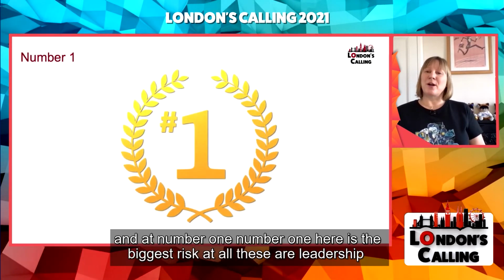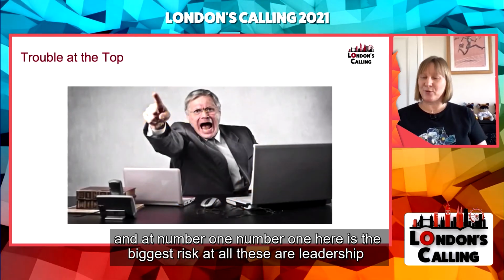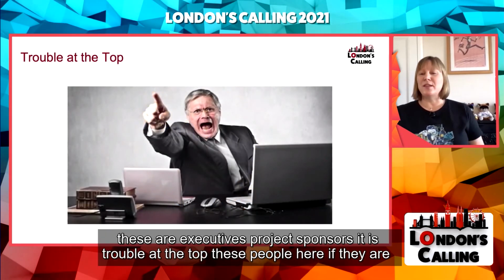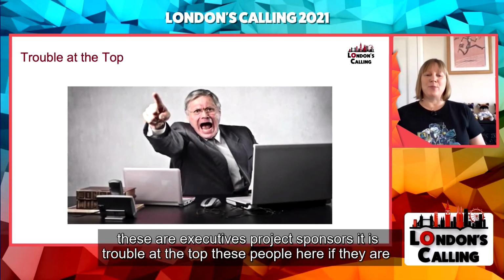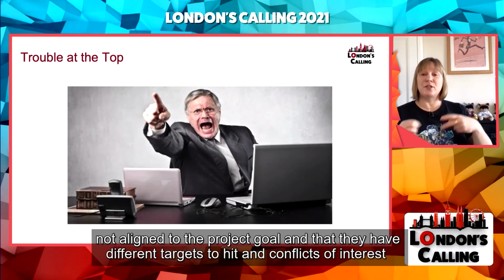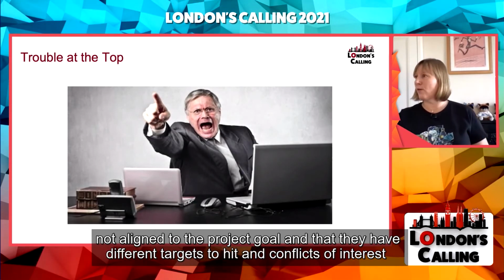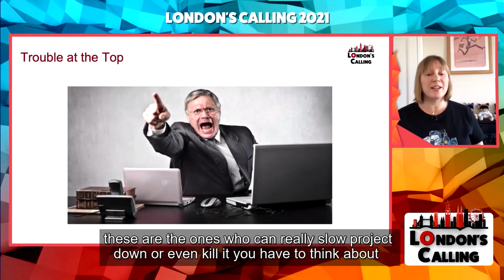And at number 1. Number 1 here is the biggest risk of all. These are leadership, executives, project sponsors. It is trouble at the top. These people, if they are not aligned to the project goal and they have different targets to hit and conflicts of interest, are the ones who can really slow a project down or even kill it.